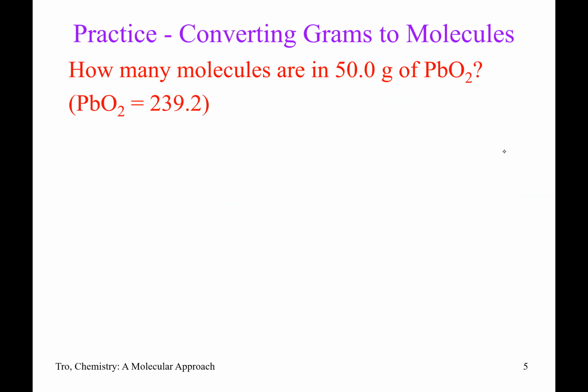Here's an example of it, okay? How can you use that? So if you have the mass for 1 mole, we already have this number here, that's good. So 1 mole, what does this mean? Molar mass of PbO2 equals 239.2. What does it mean? It means that the mass for 1 mole of PbO2 equals 239.2 grams.